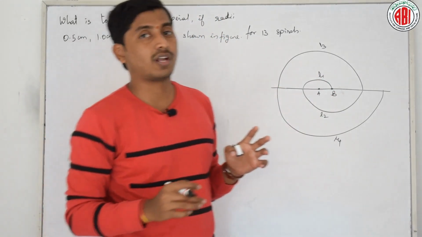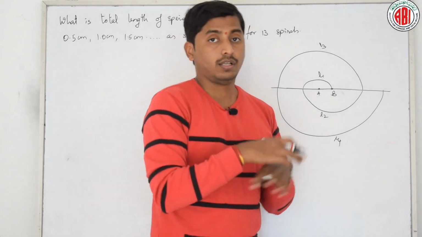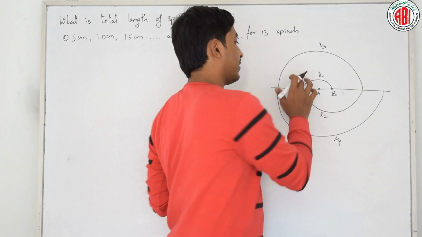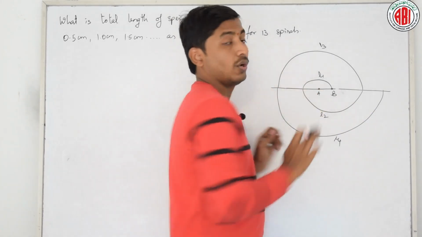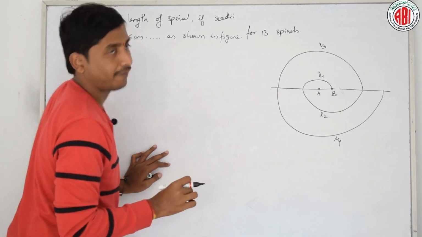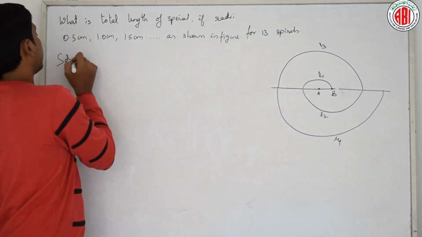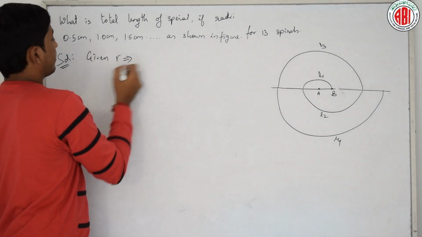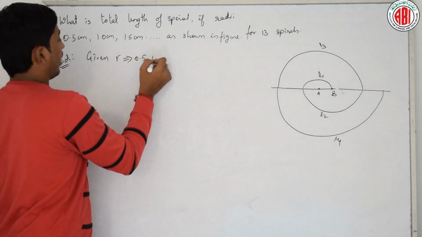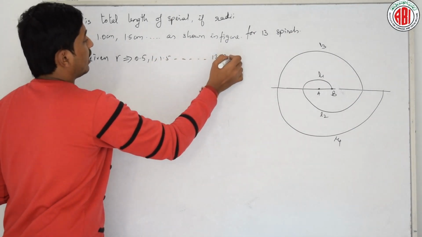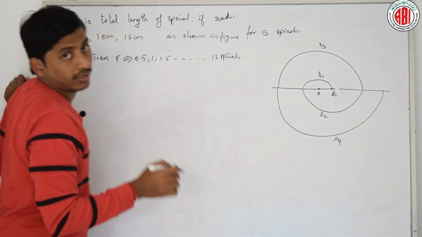What will be the length of L1? What is the circumference of a circle? 2 pi r. Then what is the circumference of a semicircle? Only up to this, only pi r. Is it right? Did you understand? Fine. What is given? The given radius sequence is 0.5, 1, 1.5 and so on up to 13 spirals.